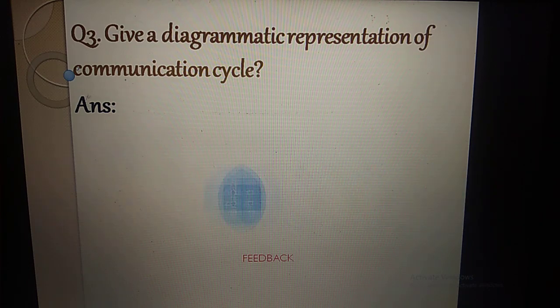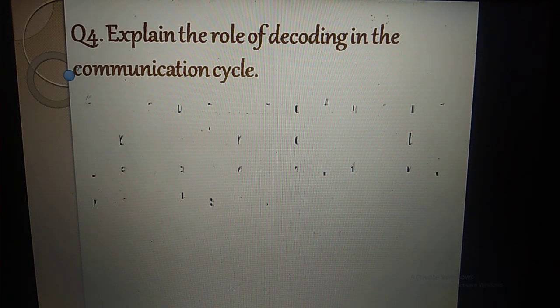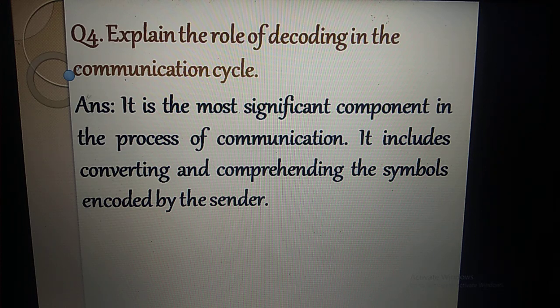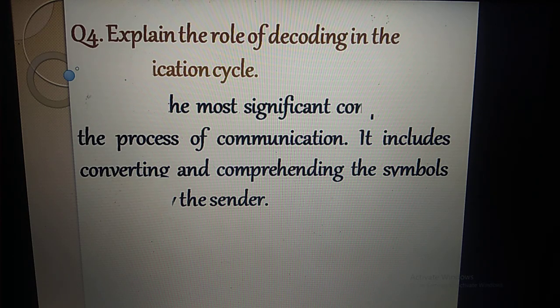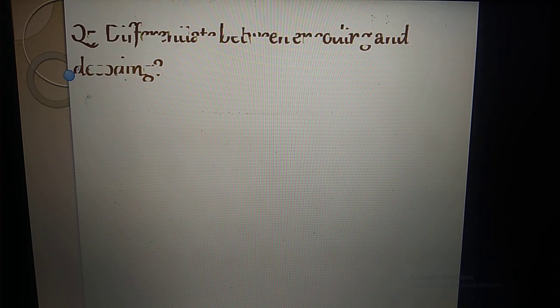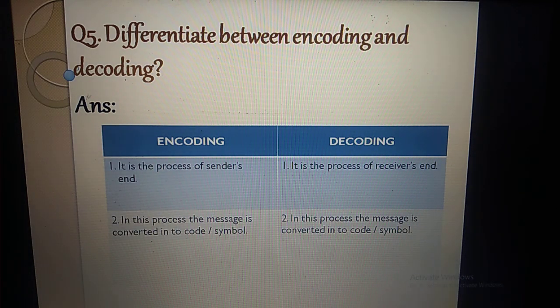Next, explain the role of decoding in the communication cycle. Okay, so just write the answer as it is written in this video on your wall. Okay, next question is what? Question number 5, differentiate between encoding and decoding. Differentiate between encoding and decoding.